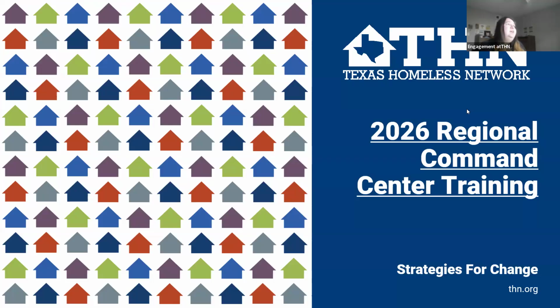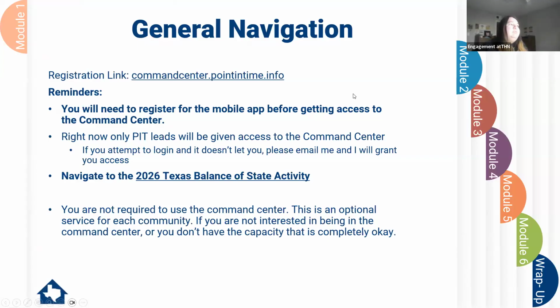All right, so let's get into the Regional Command Center training. So like I was saying, Counting Us is what we're using to gather the data, and the Regional Command Center is what we can use to view the data as it comes in on the night of the point in time count. So the registration link for the point in time count is just commandcenter.pointintime.info. So you're going to use the same exact login that you used for Counting Us for Regional Command Center. So it'll be the same email and password that you use for Counting Us in order to access Regional Command Center. So that means you'll just need to make sure to register before getting access.